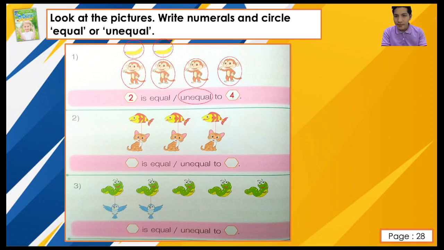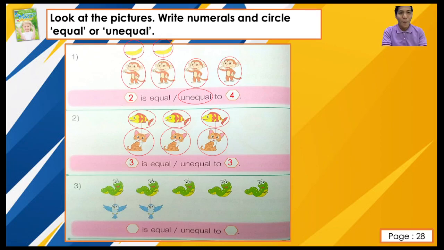What do you see there? There are fish and cats, right? Let's count the fish. 1, 2, 3. There are 3 fish. You will write number 3. Now let's count the cats. 1, 2, 3. There are 3 cats. You will write 3 again.